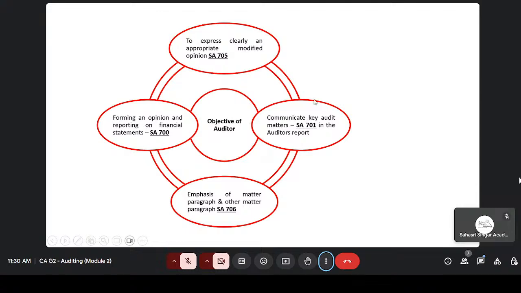What is SA 701? It covers key audit matters, which we discussed in the previous class. Sometimes an organization might use judgments that are extreme or beyond the situation. You have to assess whether the judgment used by the management affects the going concern or impacts the financial statements. Those assumptions you have to highlight in this particular report. When you say a report, it is one report only.